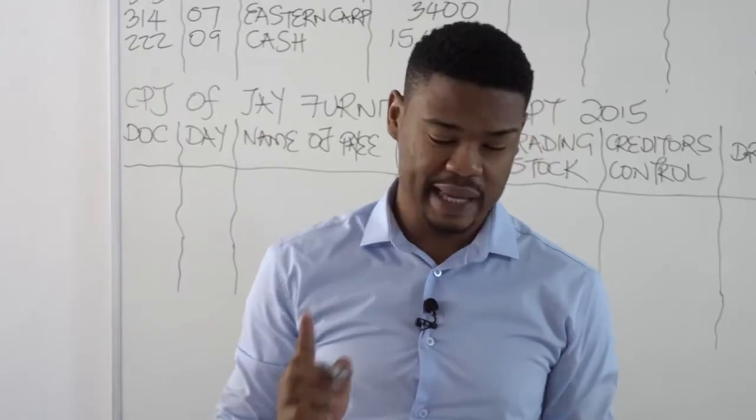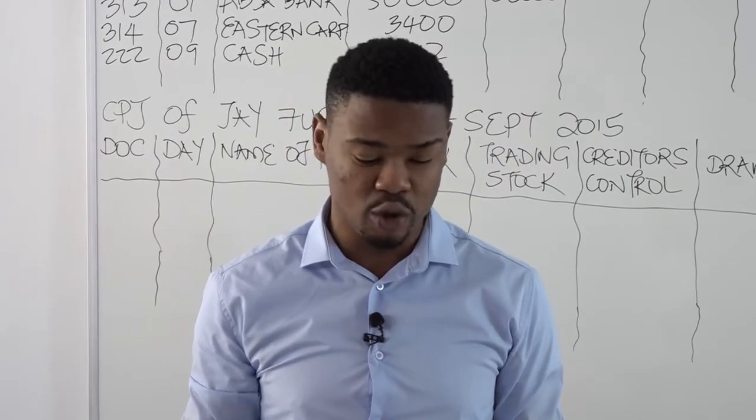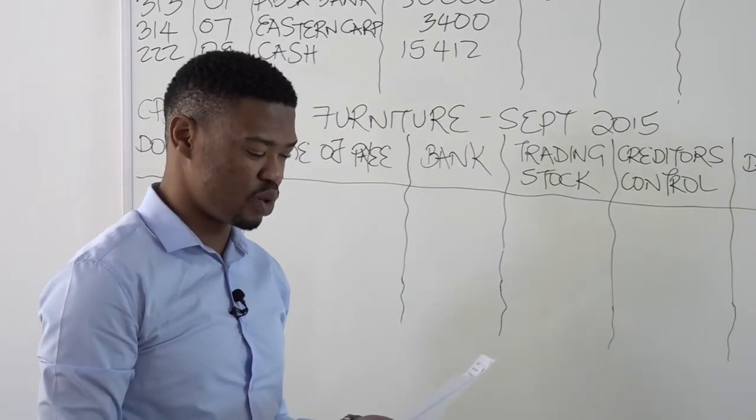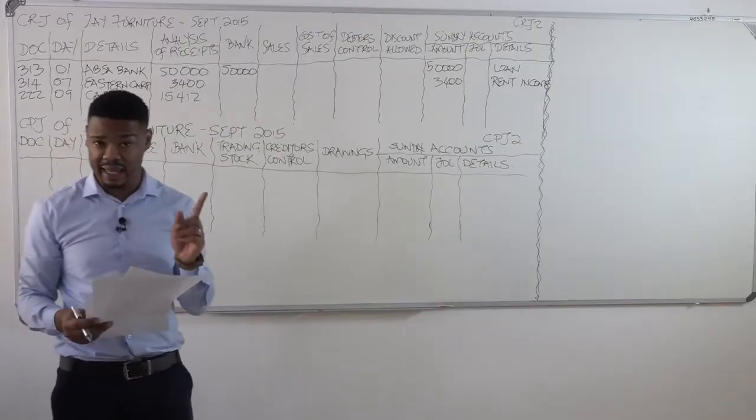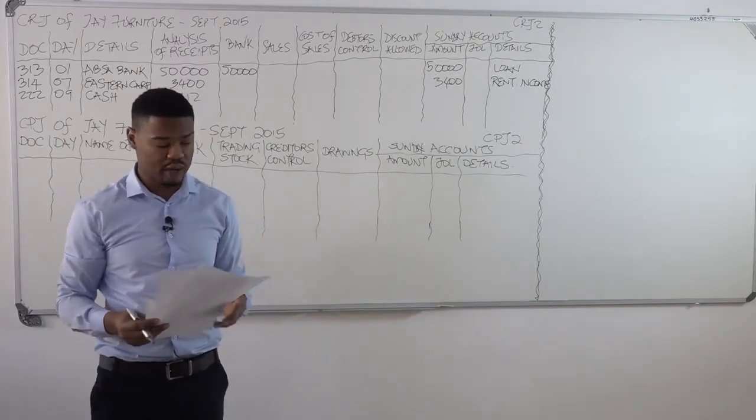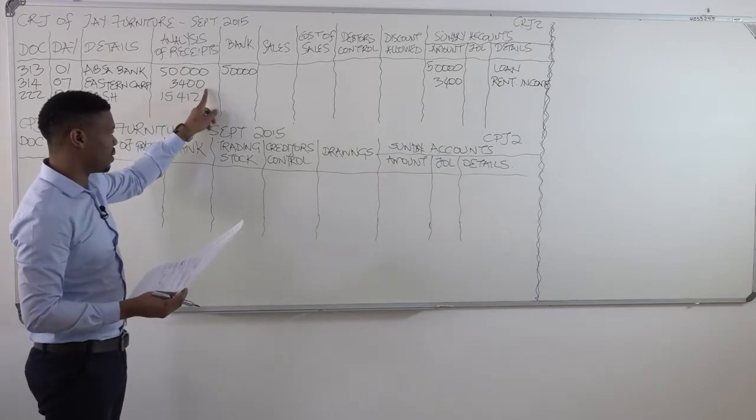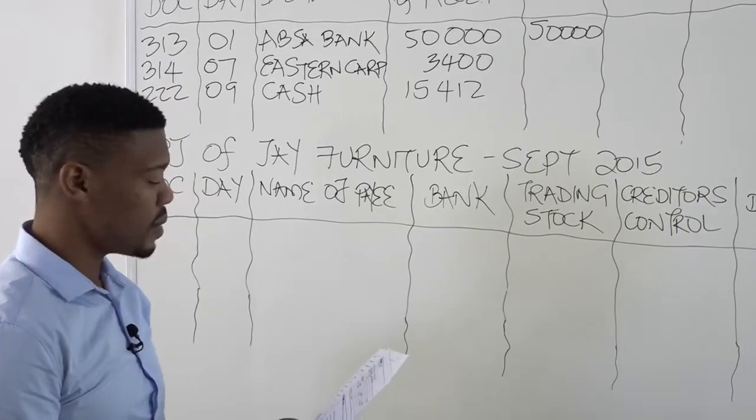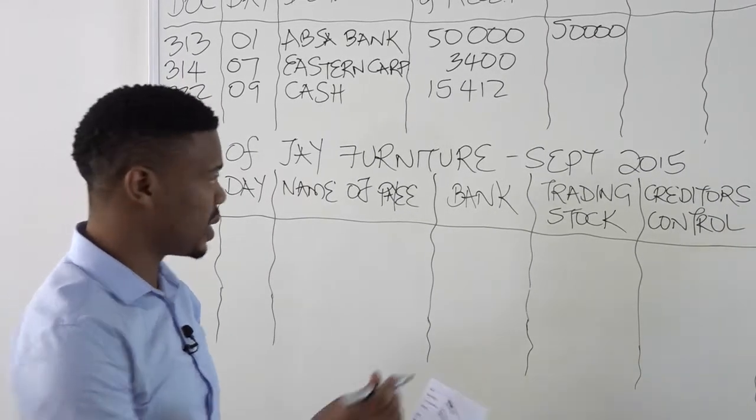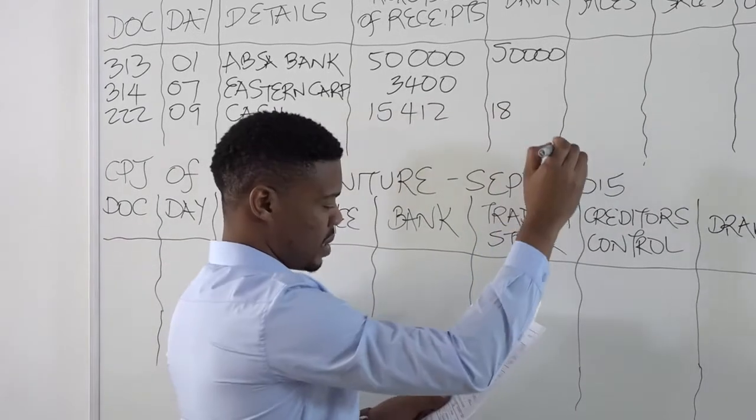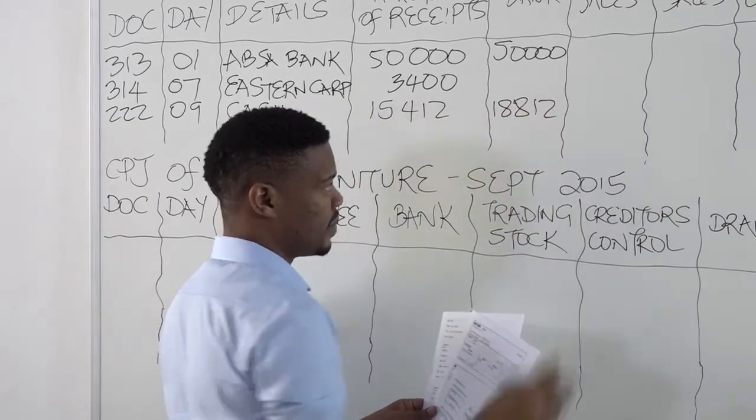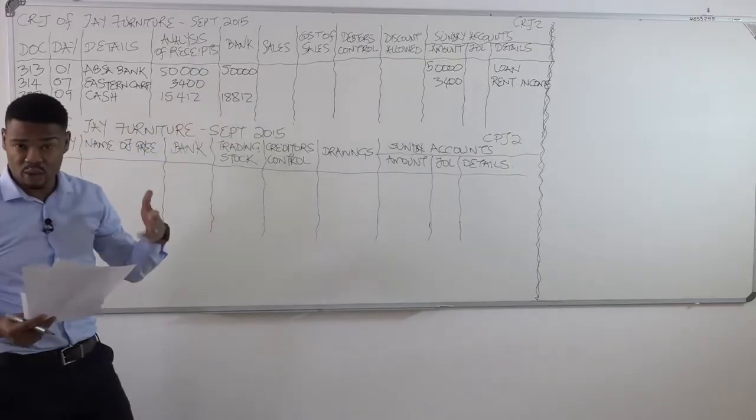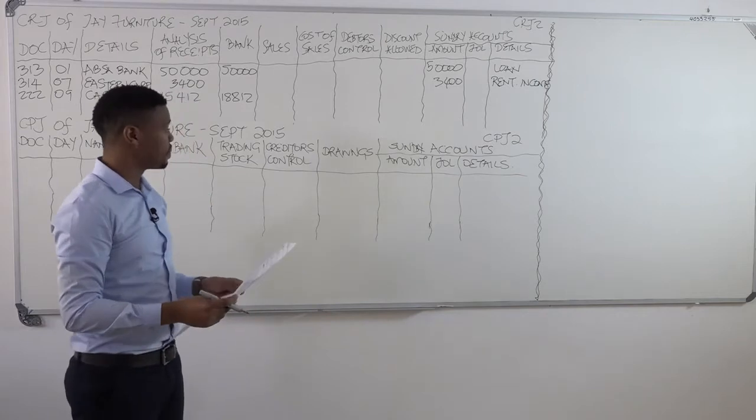This deposit slip is the one that is assisting us to know when we should bank. This deposit slip has got 15,412 indicated on it, as well as the 3,400. Now that helps you remember that I didn't bank the 3,400. I must now bank on the 9th the two amounts together. The total indicated on that deposit slip was 18,812. So that's the only amount that I indicate on the bank for those two transactions, because that's what happened on the deposit slip.